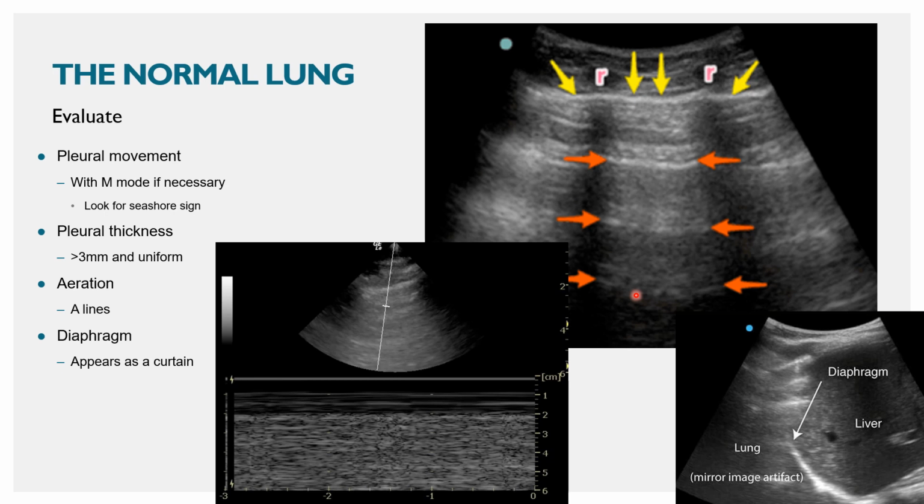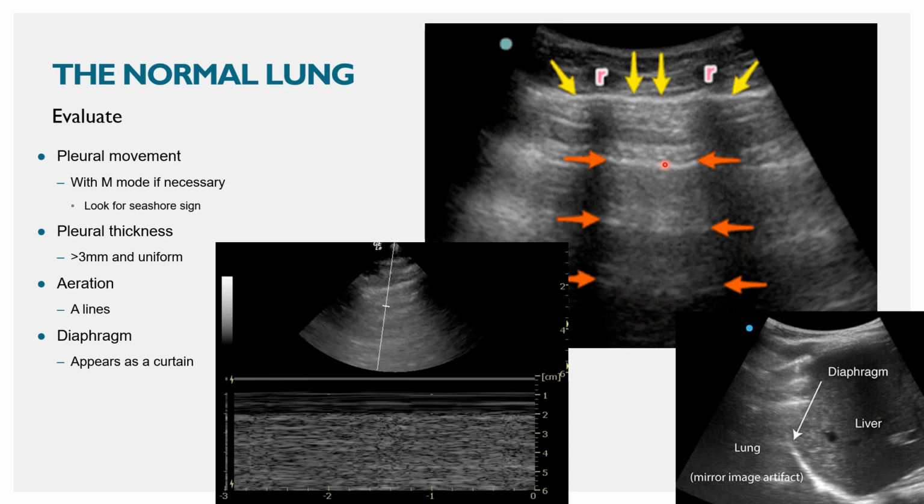While we might use a lower frequency transducer to get the depth here to evaluate the lung artifact throughout the lung, when we go to the pleura, we may want to switch to a higher frequency linear transducer to evaluate just this pleural line. Again, we're looking for motion of that pleural line. While you're doing that, you can also evaluate for pleural thickness. Anything over 3 millimeters of pleural thickness or any non-uniformity could indicate that there's an issue with the pleura there.